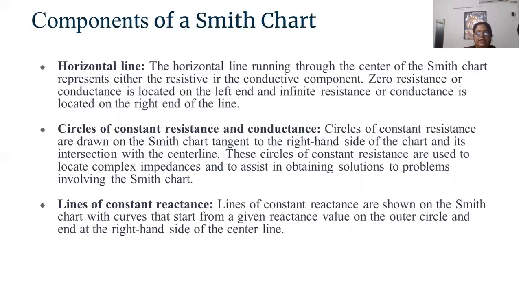Lines of constant reactance are shown on the Smith chart as curves that start from a given reactance value on the outer circle end and at the right-hand side of the center line.